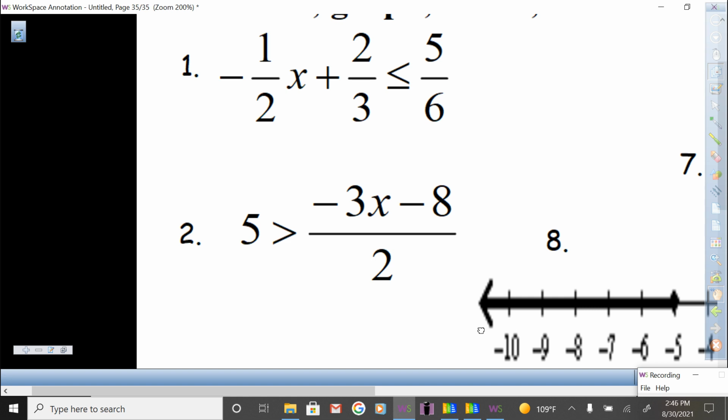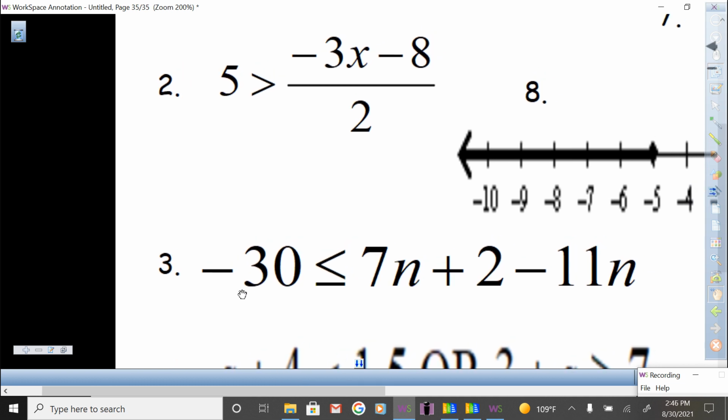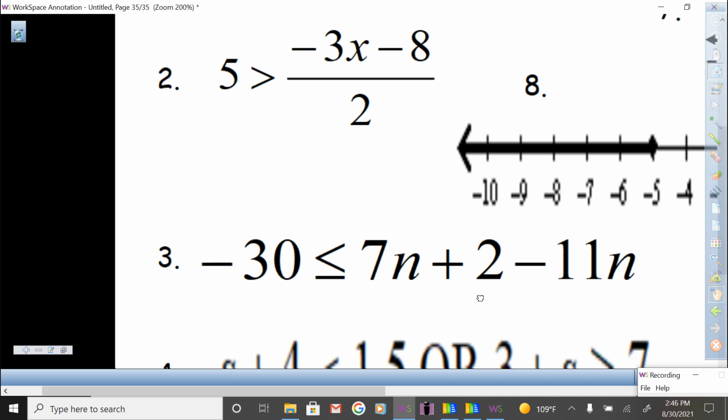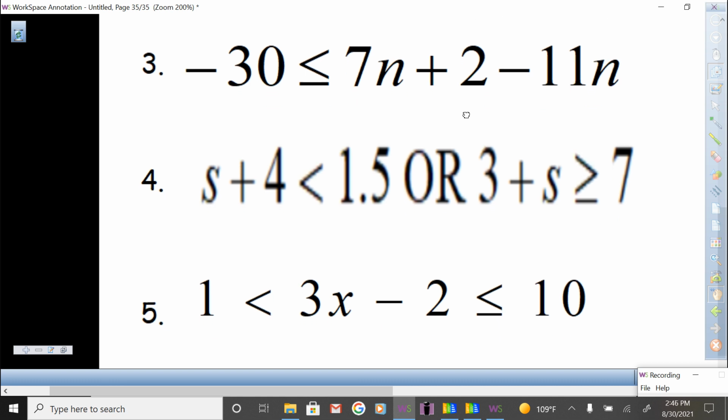Just put it in there. Number 3, negative 30 less than or equal to 7n plus 2 minus 11n. You're like, what? I know, right? Fun stuff, yeah? Number 4 and 5. Number 4 reads s plus 4 less than 1.5 or 3 plus s greater than or equal to 7. And number 5, 1 less than 3x minus 2, less than or equal to 10.